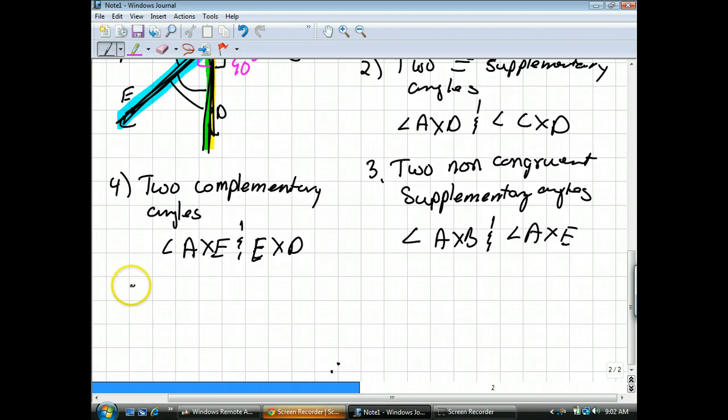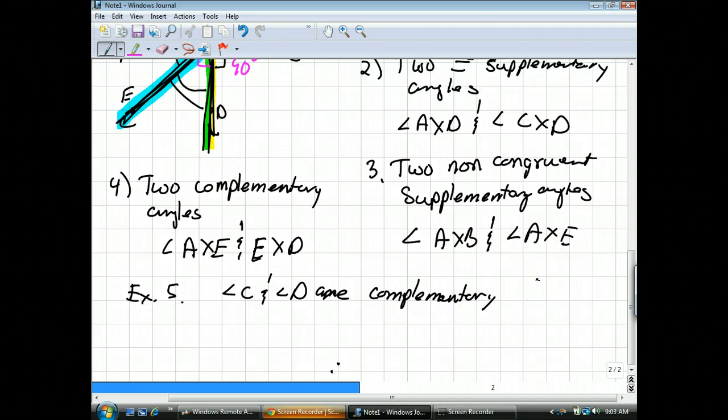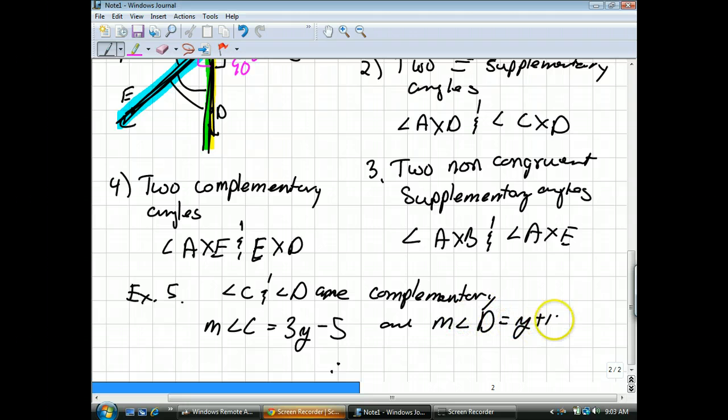Here's another example, example 5. Angle C and angle D are complementary. The measure of angle C equals 3y minus 5, and the measure of angle D is equal to y plus 15.